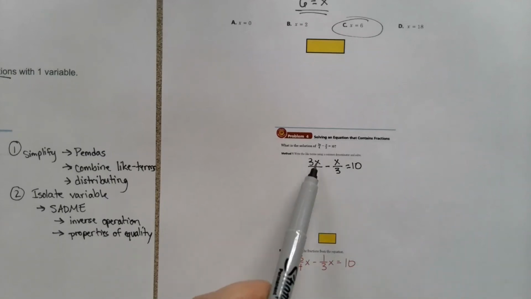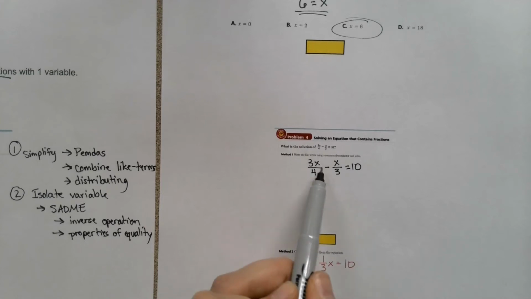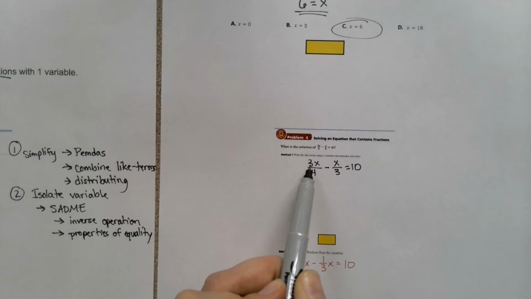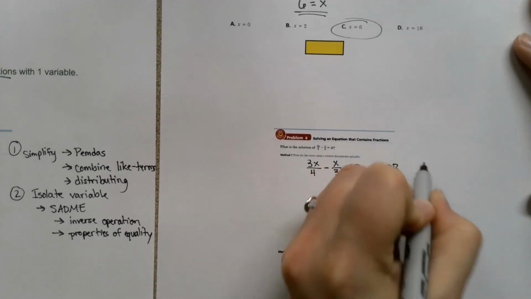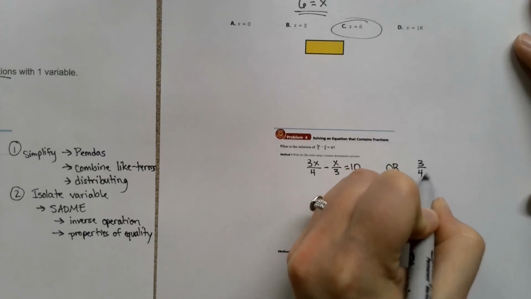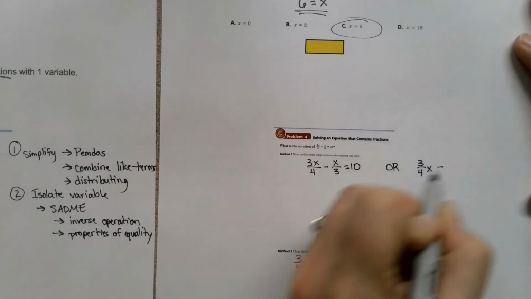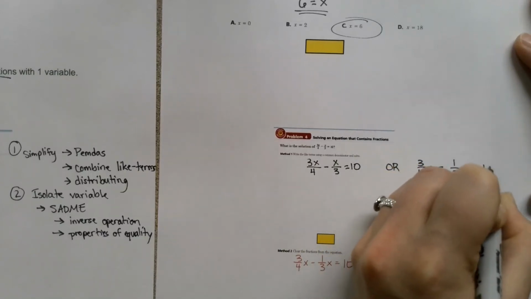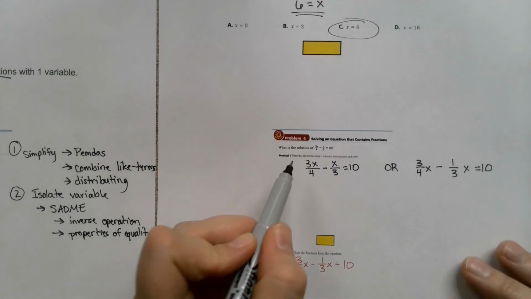Another way is saying, well, we can pull the fraction out and still show that we're multiplying by x, because you'll notice that the x is in the numerator, meaning we're multiplying it and then dividing by 4. So the other way of writing this problem is by saying we have 3/4 x minus, there's a 1 in front of the x, minus 1/3 x is equal to 10. Either way is fine, and you'll see that other strategy written down here as well. Okay.